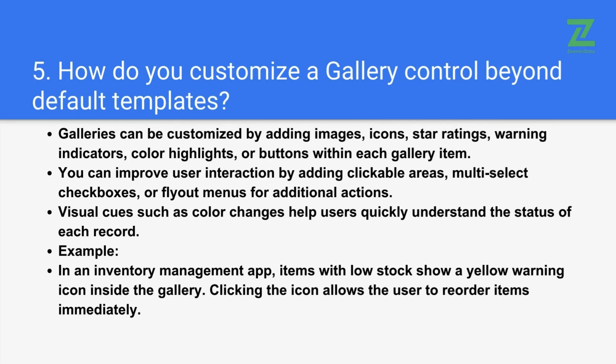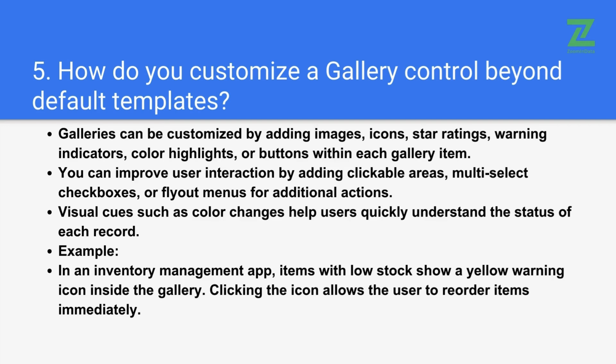How do you customize a gallery control beyond default templates? Galleries can be customized by adding images, icons, star ratings, warning indicators, color highlights, or buttons within each gallery item. You can improve user interaction by adding clickable areas, multi-select checkboxes, or fly-out menus for additional actions. Visual cues such as color changes help users quickly understand the status of each record.